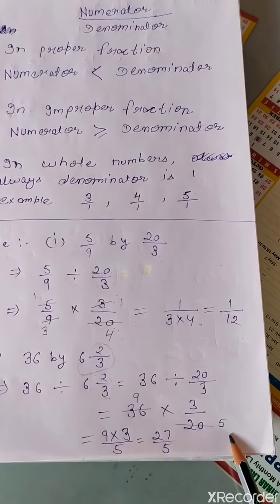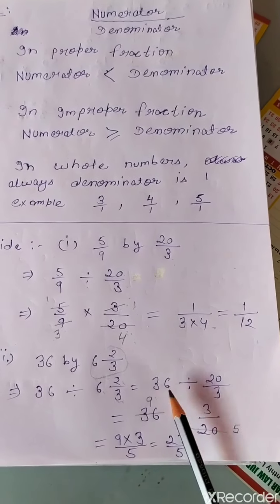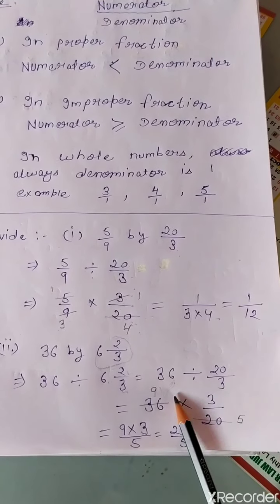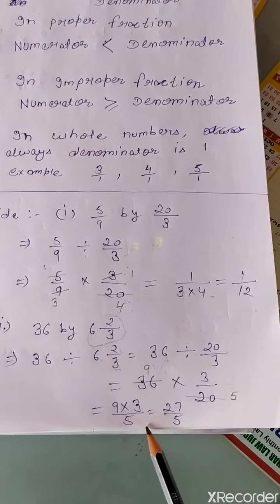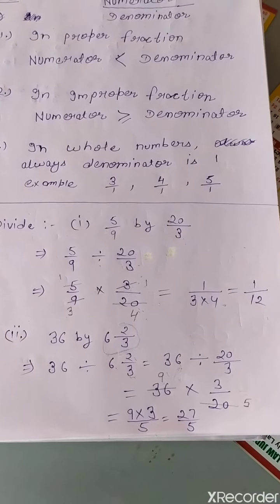So now 5 into 5 times 20, 5 into 9 times 36. This 36 is a whole number, which means its denominator is 1. It is actually 36 by 1. So 5 into 9 times, now 9 into 3 upside and downside it is 5. So the answer is 27 by 5.